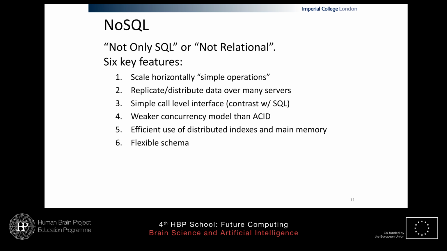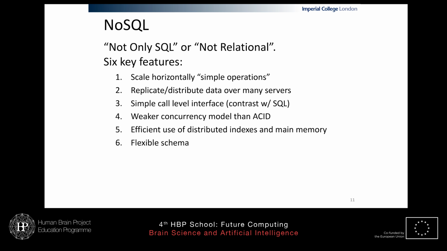We also have, like I said before, we remove this issue of transactions and consistency. We have a much softer or much weaker model for that. And we also use main memory as a means to accelerate operations, because disk simply is a bit slow today. And then finally, a flexible schema, so that when the application changes, we don't have to redesign the whole database schema, which is a slow and tedious process.